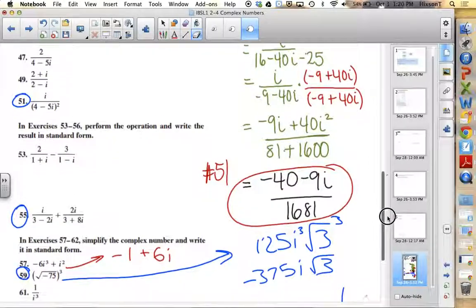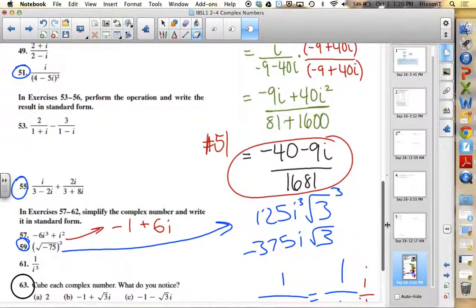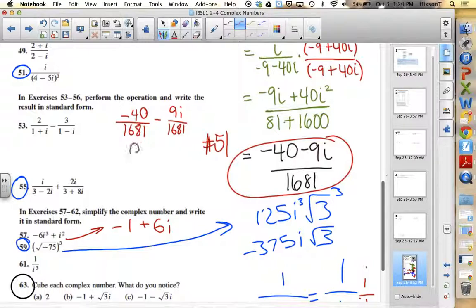The only thing I would say is, if they asked us to put it in standard form, then you would go ahead and separate this to negative 40 over 1681 minus 9i over 1681, okay? That's standard form. You have the a plus bi. If they don't ask for standard form, you can write it like that. But just get used to paying close attention to directions. Pay real careful attention to directions.